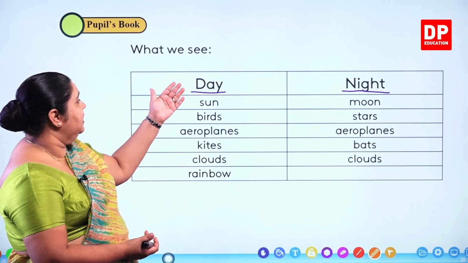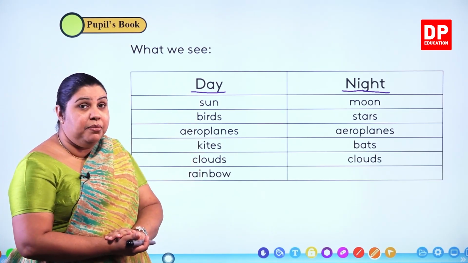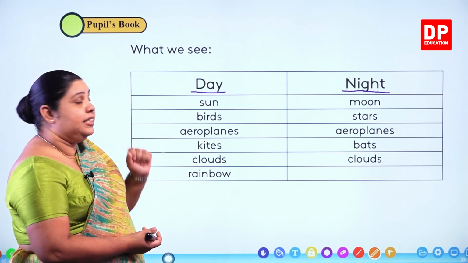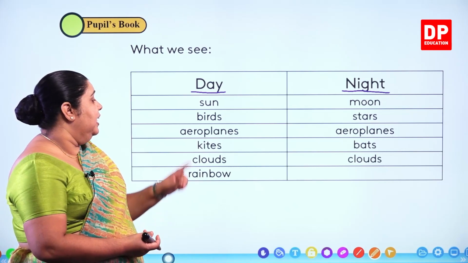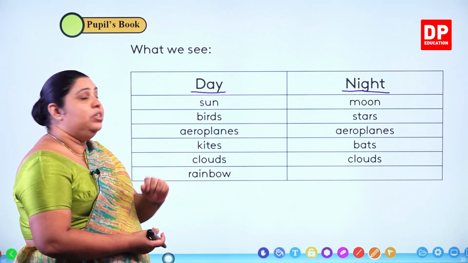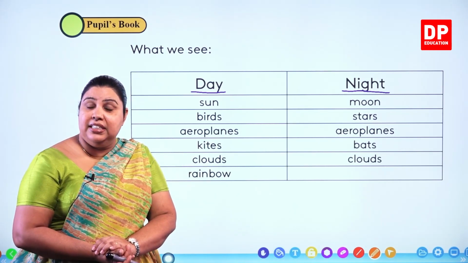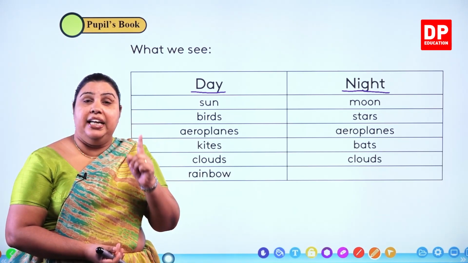So now what are the things that you can see during the daytime in the sky? You can see the sun. You can see the birds, aeroplanes, kites, clouds and rainbow. Those are the things that you can see during the day sky.